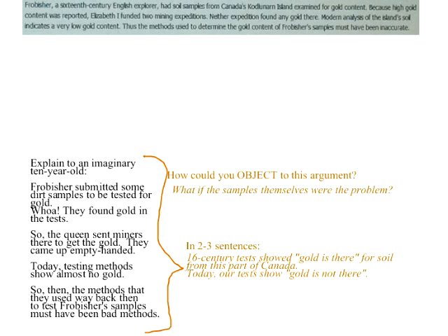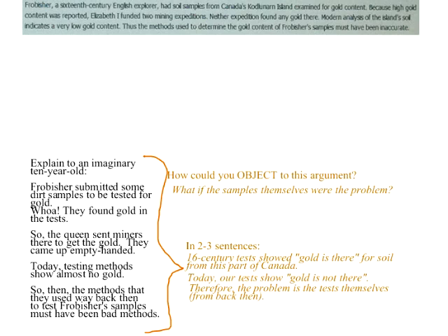Therefore, what we're saying is the problem is the tests themselves from back then. Okay, that's basically this argument in a nutshell. So if you think about this, then at least when you do this, it becomes more obvious how to object to it.